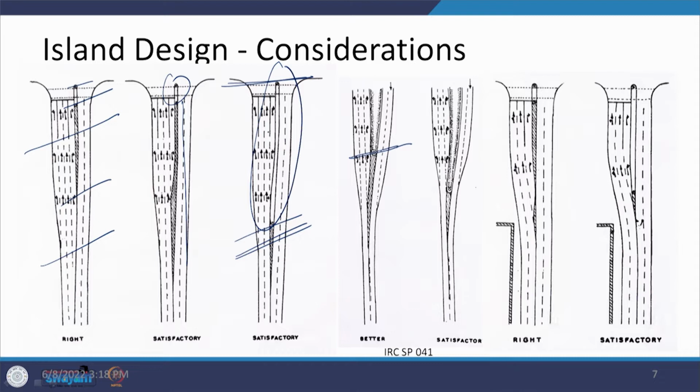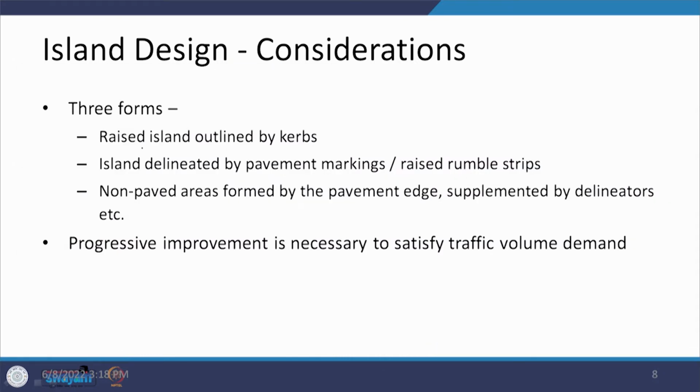So, here this is going up to this point, but when it comes here, there is more of a restricted situation. This also is a smaller size, and when it comes here, it becomes satisfactory rather than a good design. So, in these forms what we found is that there are islands which have curbs on the sides, or these islands have been delineated by pavement markings, and there can be non-paved areas formed by the pavement edge which are supplemented by delineators also, because these delineators are going to define the objects, and therefore, the drivers are going to take different paths with respect to that object.